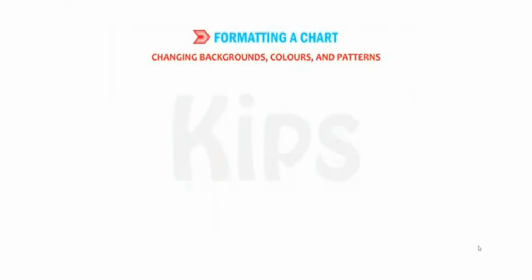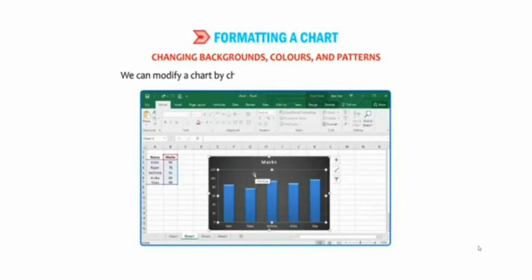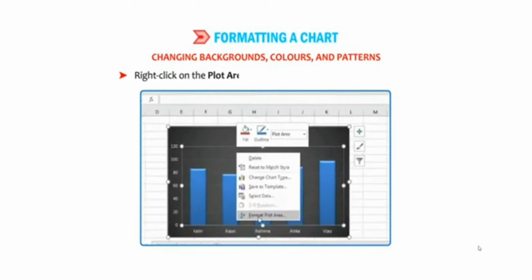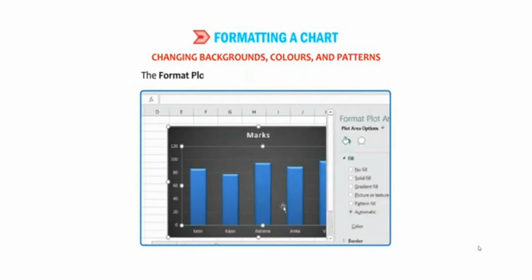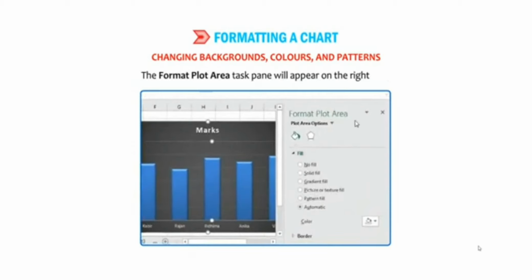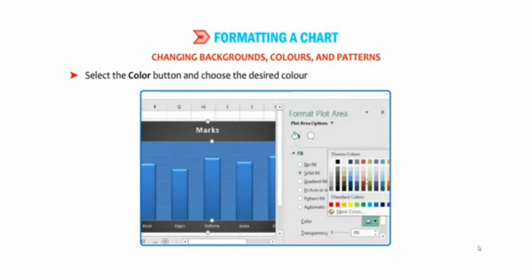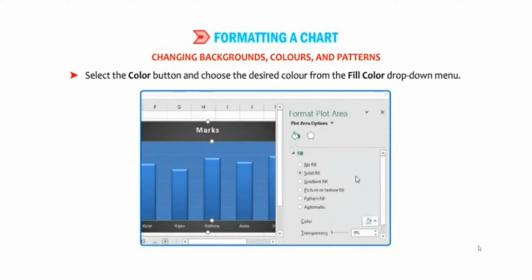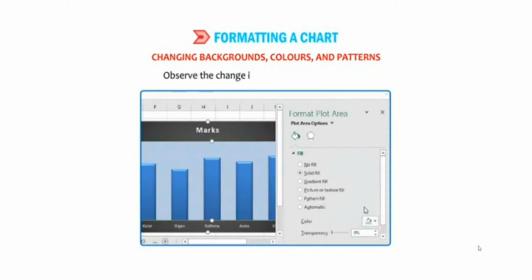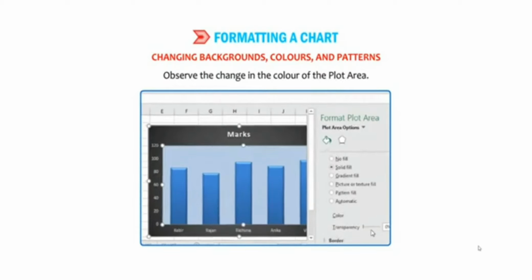Let us understand how to change backgrounds, colors and patterns. We can modify a chart by changing its color, pattern and background. Right-click on the plot area and select the Format Plot Area option. The Format Plot Area task pane will appear on the right side. Click on the Fill tab and select the Solid Fill radio button. Select the Color button and choose the desired color from the Fill Color drop-down menu. Observe the change in the color of the plot area.